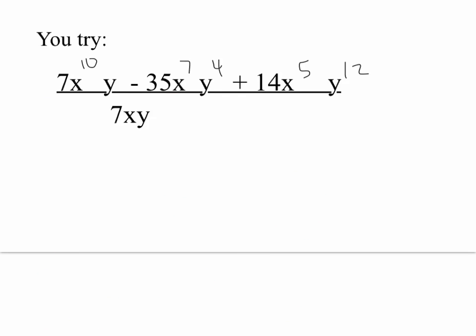So last example, this is a you-try. So I want you to pause the video, try this one on your own, and then come back and make sure that you have it correct.